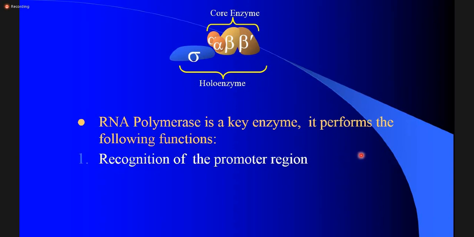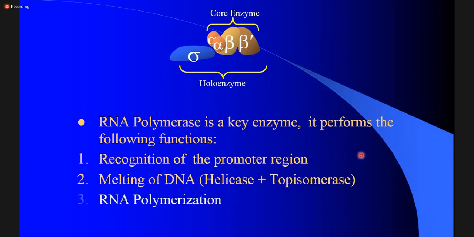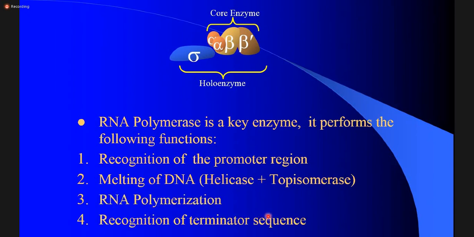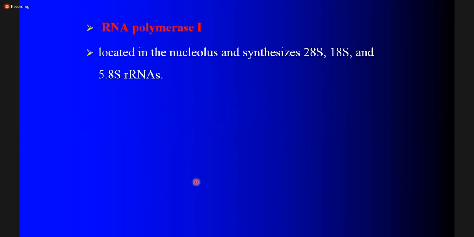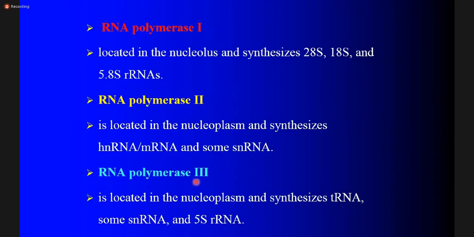It recognizes the promoter region. It helps in the separation of the DNA with the help of helicase-like activity and topoisomerase that releases the torsional strain. Then we have RNA polymerization, and then the recognition of the termination sequence. These are some of the functions performed by the RNA polymerase enzyme. And then eukaryotic RNA polymerases, as we have discussed, help in the synthesis of different types of RNAs.